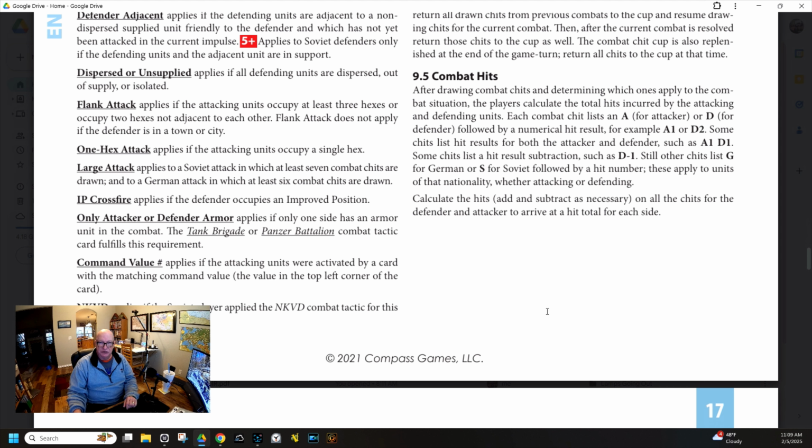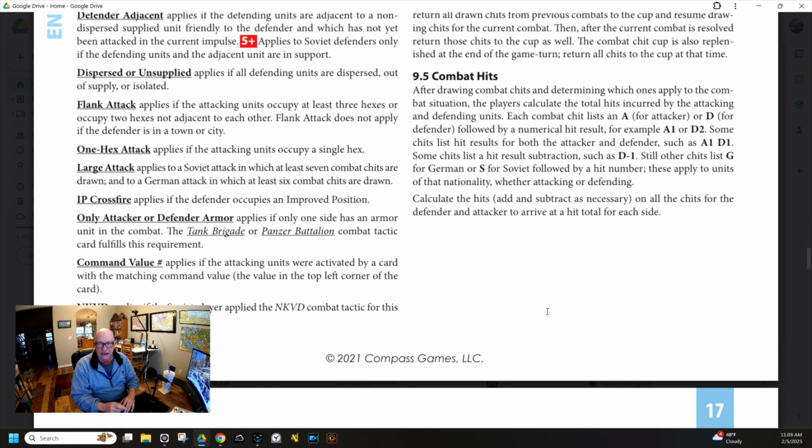Combat hits. After drawing combat chits and determining which ones apply to the combat situation, players calculate the total hits incurred by the attacking and defending units. Each combat chit lists A for the attacker or D for the defender, followed by a numerical hit result. For example, A1 or D2. Some chits list hit results for both the attacker and defender, such as A1, D1, just like you would see on a regular CRT chart.